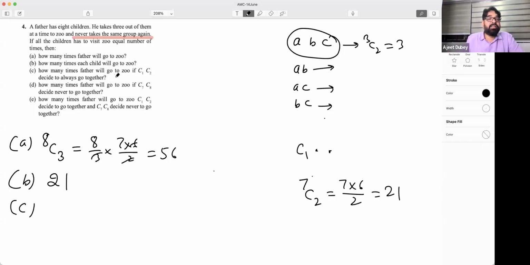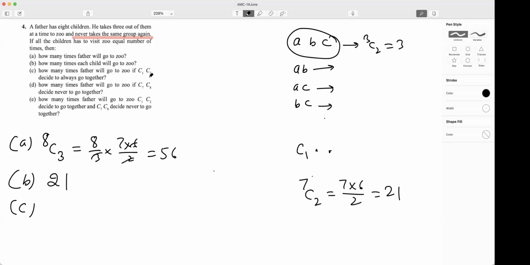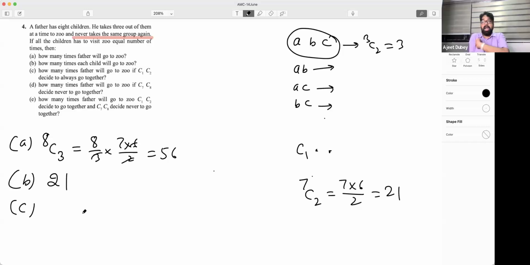Let's check it. How many times will the father go to the zoo if C1 and C2 decided to always go together? Sir, is it 6C1 plus 6C3? I don't know the answer, I will solve it. Please check it. Be clear, the father will go that time also when C1 and C2 are not there. So the possibility is either C1, C2 is there and one more child is there, or both are not there, because both are saying they will go together. Both are not there, 3 new children are there. This is the only possibility.